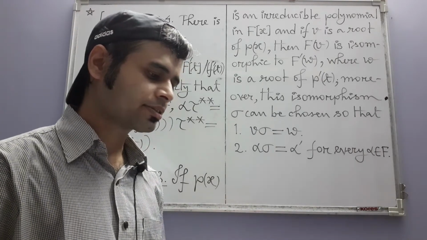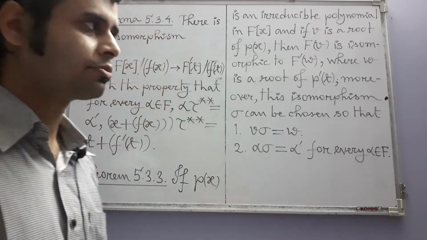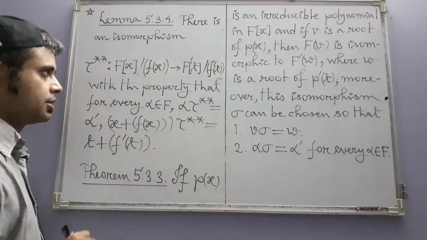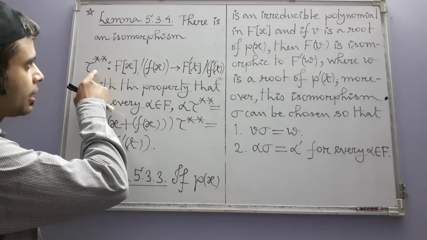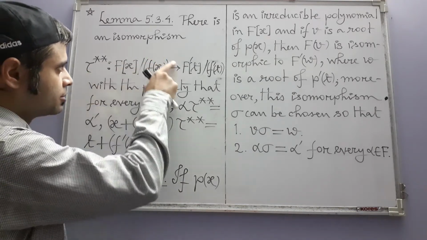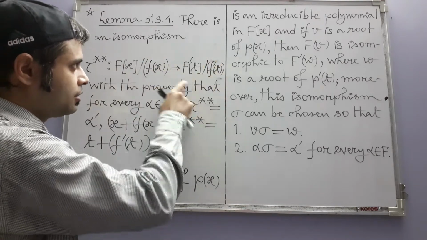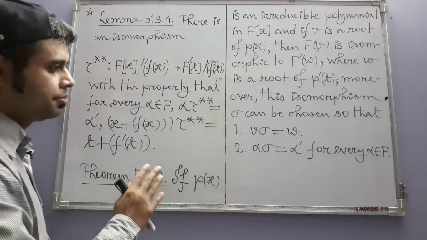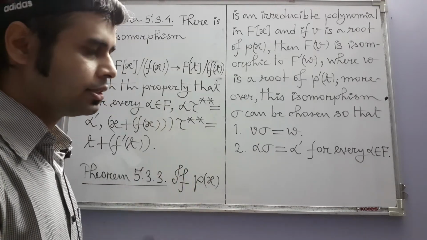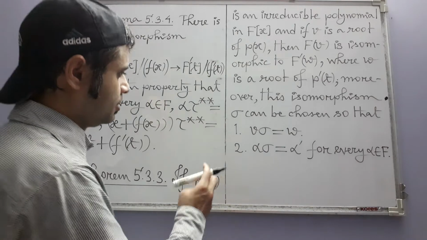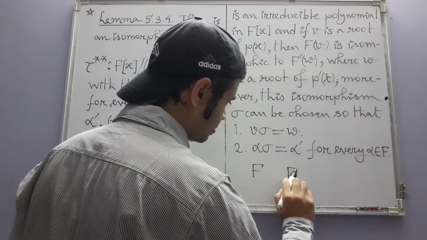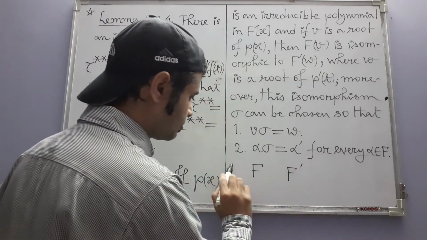Okay, so let us start off by recalling what we did in the previous video. We proved this result, that is, there is an isomorphism tau star star between these two quotient rings. This is one and this is the other. And keep in mind that our original setup has not changed. That is, there are two isomorphic fields F and F prime.